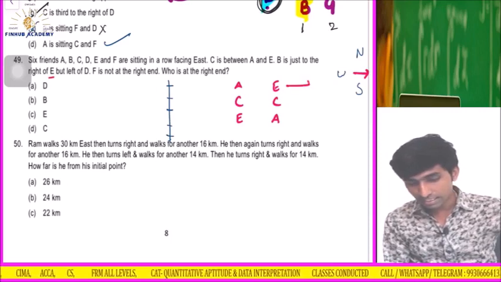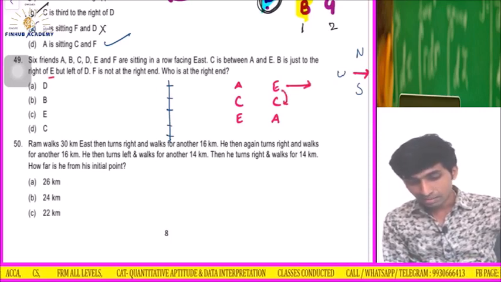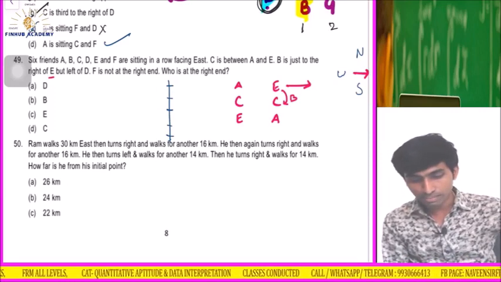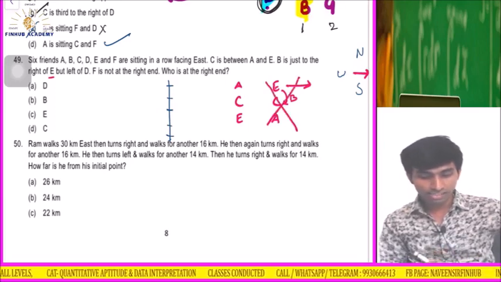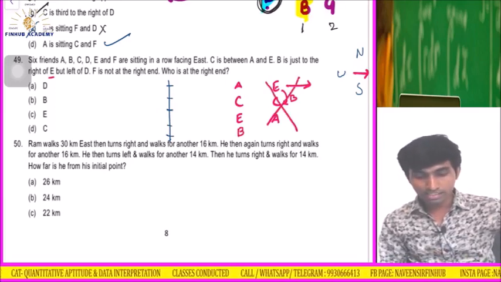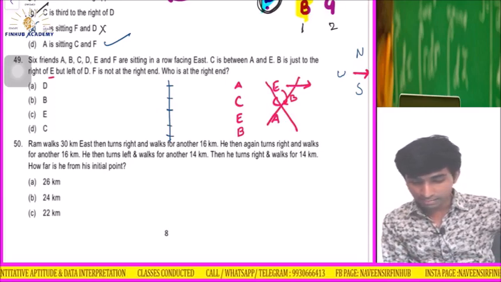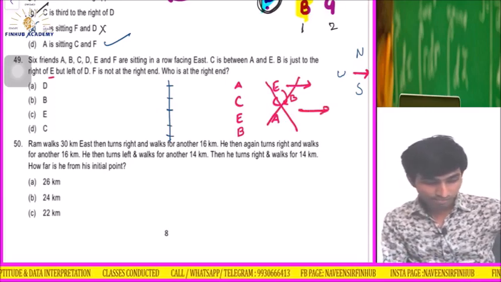If they are facing like this, the right side is this. B can't be placed here. How will I place B? C is sitting here, so cancel this. B can be placed here, to the right of E. Remember, they are facing east.